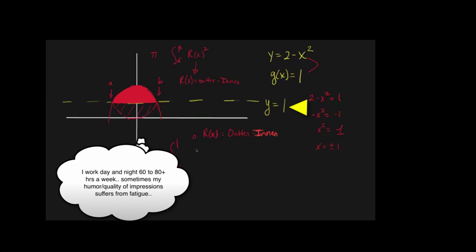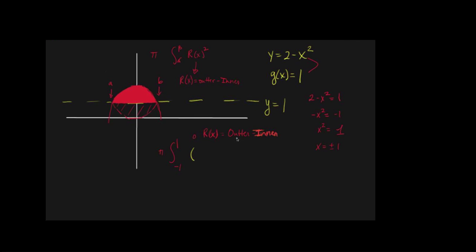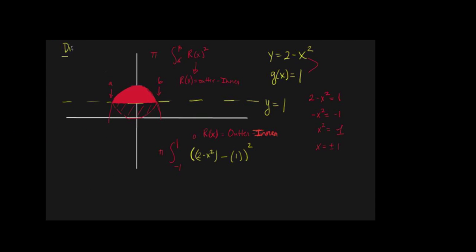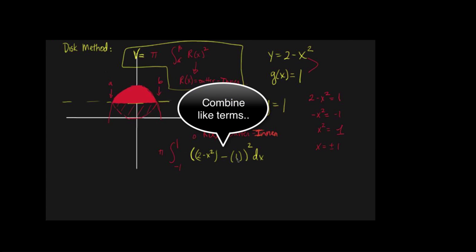So the way we would do that here is we would plug in the outer function, which is 2 minus x squared, and minus the inner function, which is 1. And that's your R(x), and that's squared. This is the disk method. The formula for volume would be this. So now when we combine it all, 2 minus 1 is 1, so it's (1 minus x squared) squared.